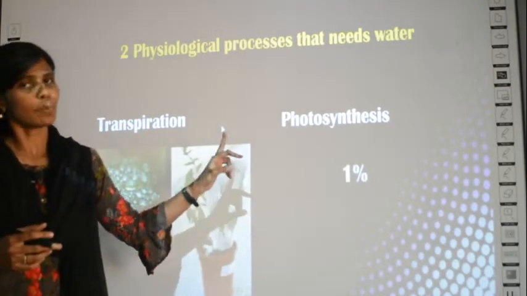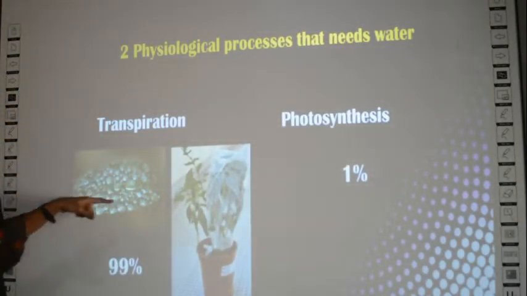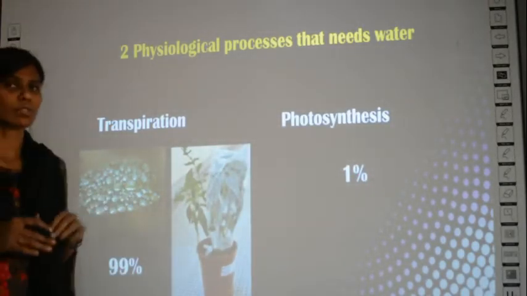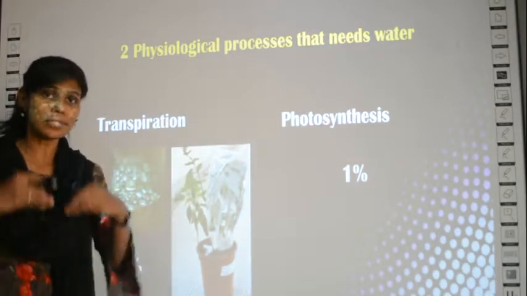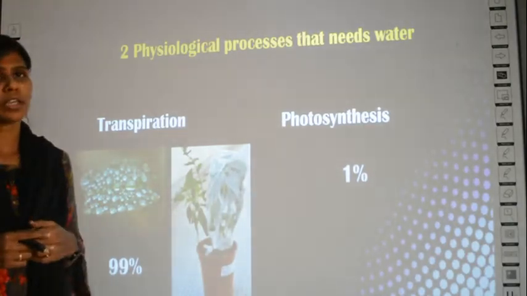What is transpiration? Transpiration is the loss of water through the surface of the leaves. On the surface of the leaves there is always loss of water. Okay, how much water is lost?